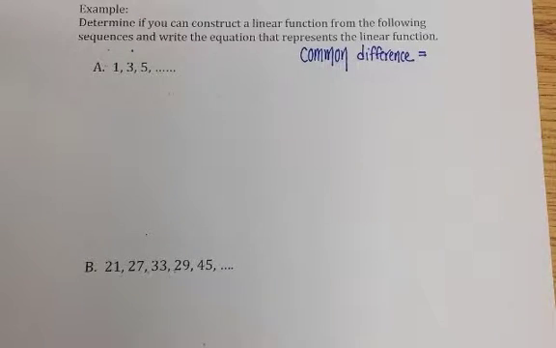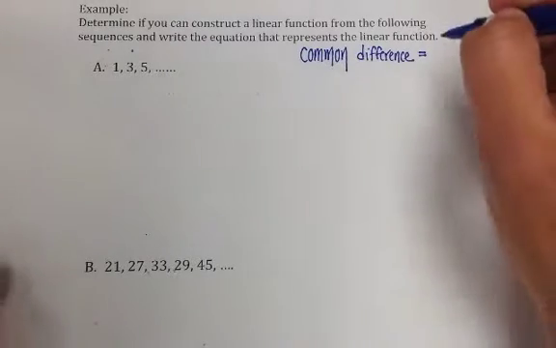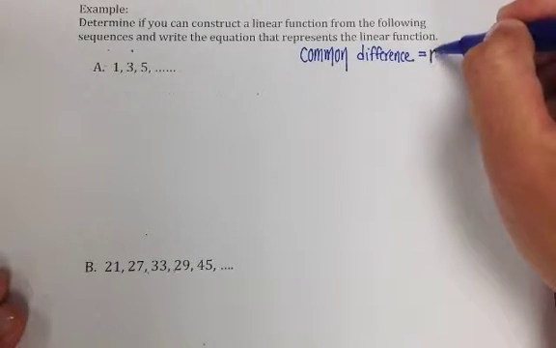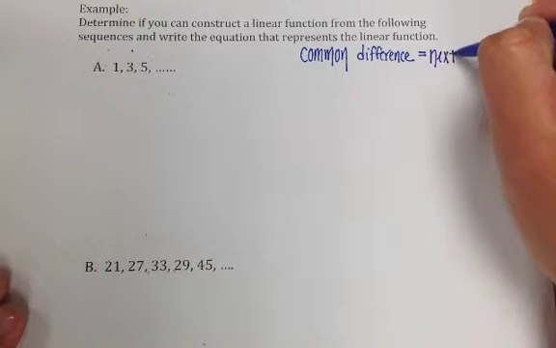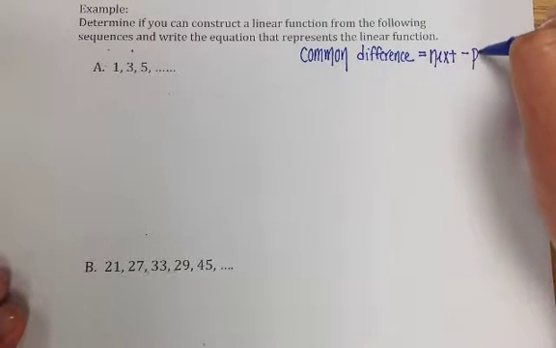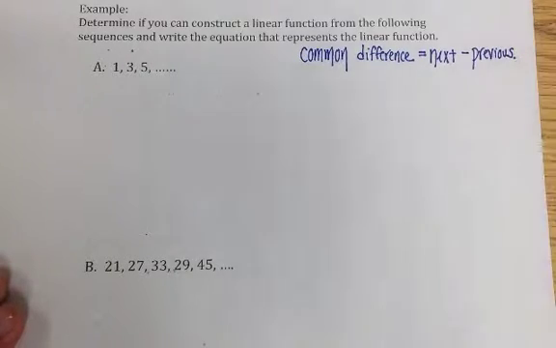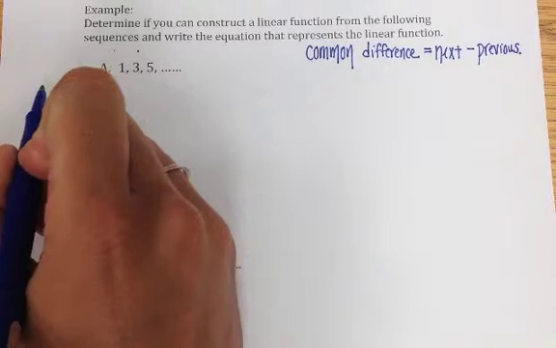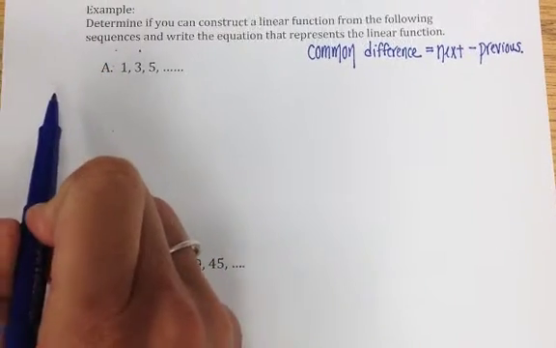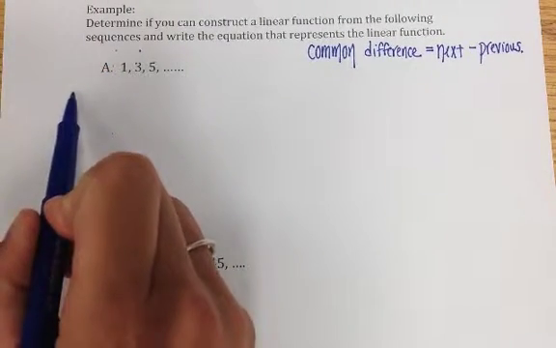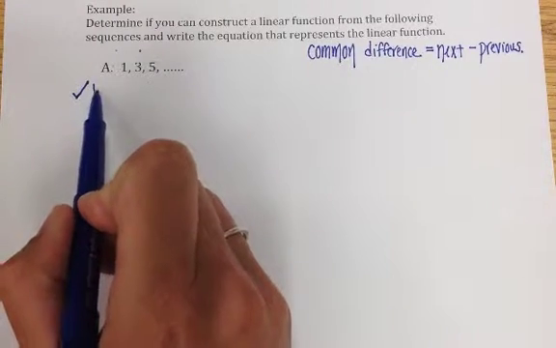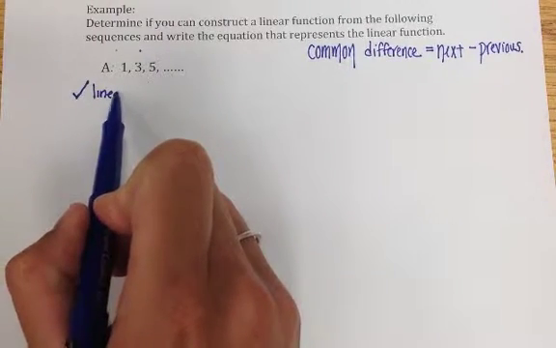Remember from the previous video, to find the common difference, we took our next term and we subtracted our previous term from it. So let's look at example A. We have a sequence with the terms 1, 3, 5. So the first thing we're going to do is check to see if it's linear.